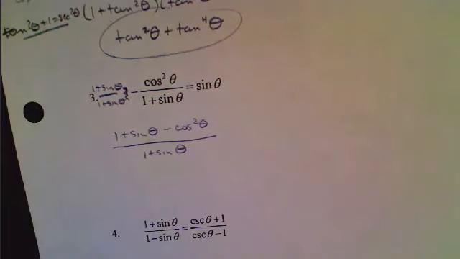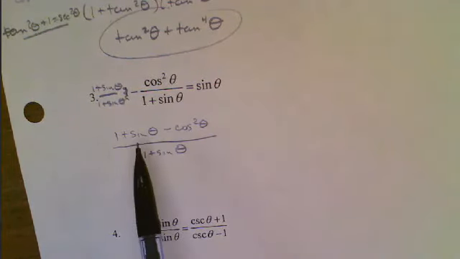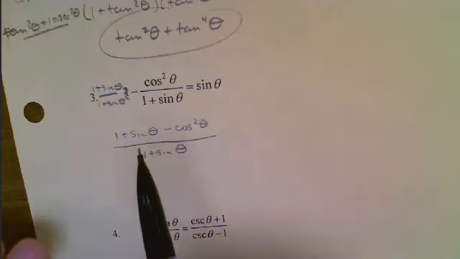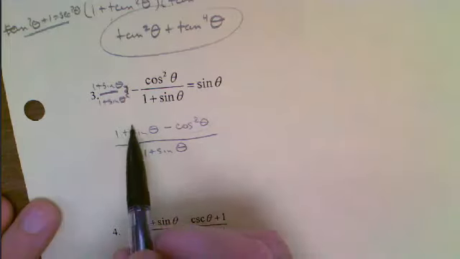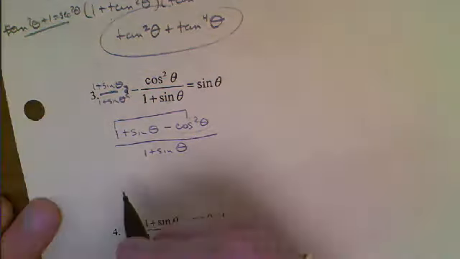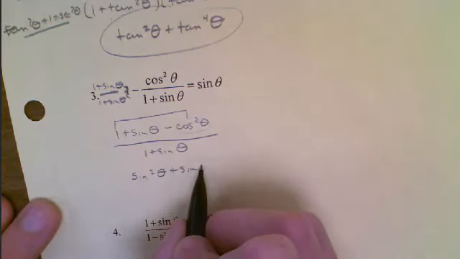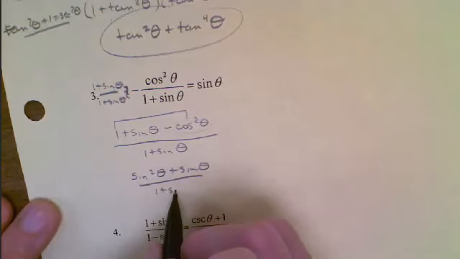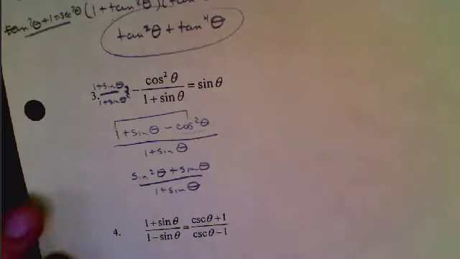All right, that was the first step, adding fractions. Then it says use Pythagorean identity. So Pythagorean identity is the sine squared and cosine squared. Looking at this, I could either replace that cosine squared with 1 minus sine squared, or I look at this and say, all right, 1 minus cosine squared is sine squared. So I'm left with sine squared theta plus sine theta over 1 plus sine. All I did is replace the 1 minus cosine squared with sine squared.